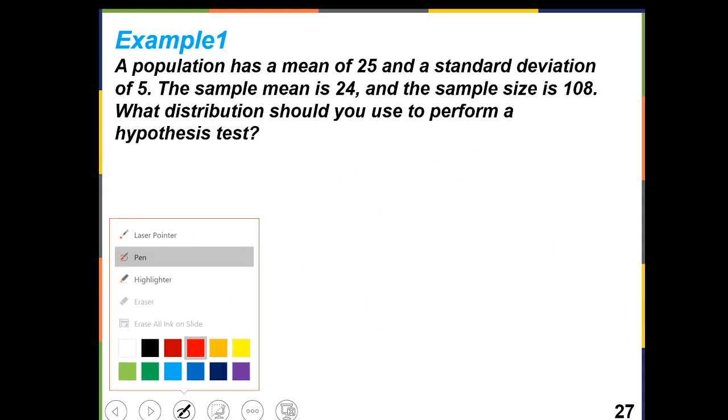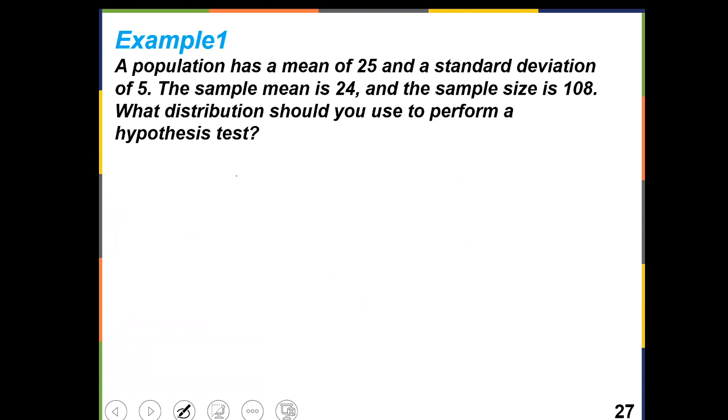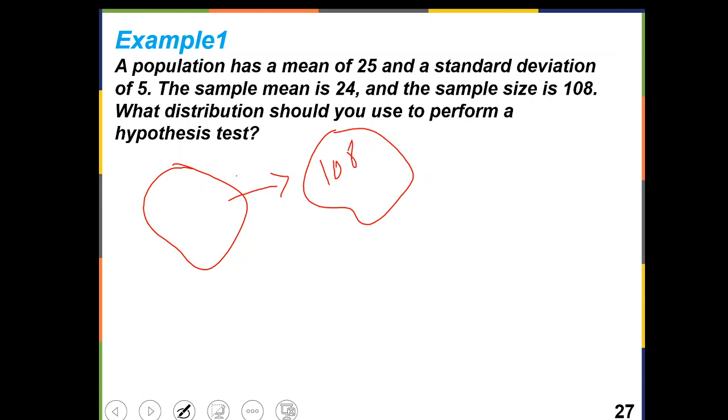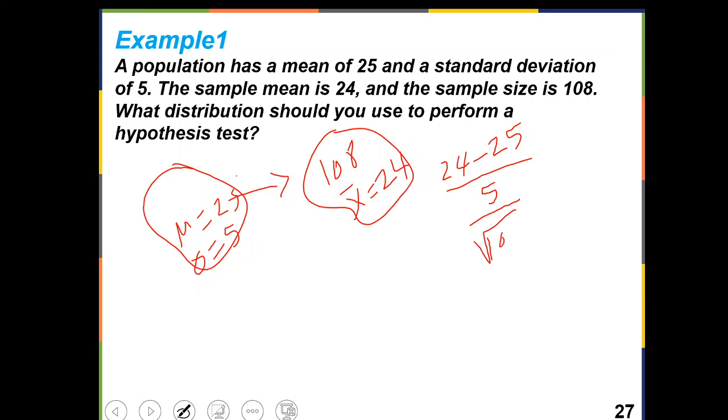Oops, I erased everything by mistake, but that's okay. So that's 108 and the x bar was 24. This is claimed to be 25. So what do we do? We take 24 and subtract 25, divide by the standard deviation of the population, which was 5, divided by the square root of 108. This would be our z.